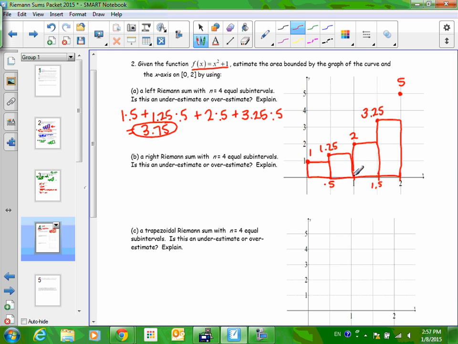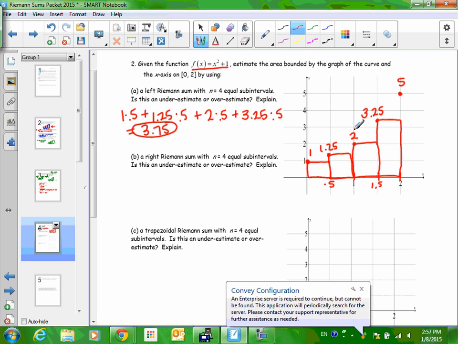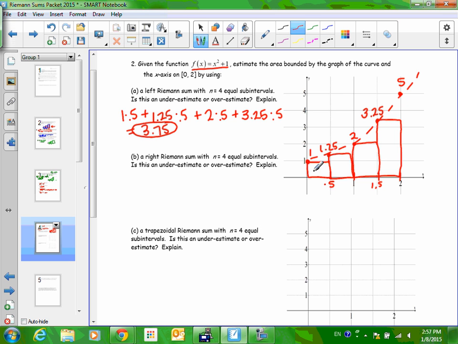So again, let me emphasize here. 3.75 represents the area of all four of these rectangles, which is estimating the area underneath the curve of the parabola. So do you think these four rectangles, if I drew a dotted parabola here, are an over or under estimation of what the true area under the curve would be? Under. Under, right?